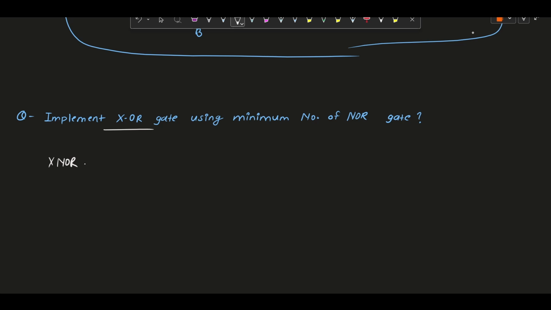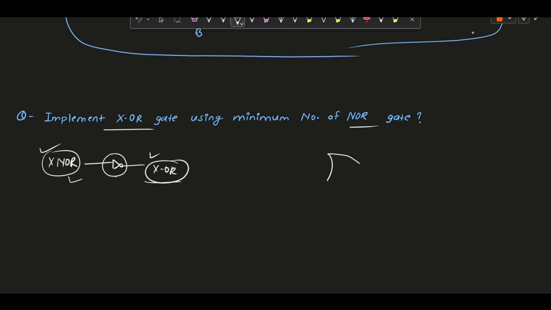So if we complement the output of the XNOR gate, then we will get the XOR gate. So here we are implementing the XOR gate. We implemented the XNOR gate, so now we need to implement the NOT gate using the NOR gate. We will connect the output of the XNOR gate to the input of the NOT gate, and the output we get will be the XOR gate. So let's see how to use a NOR gate as a NOT gate.